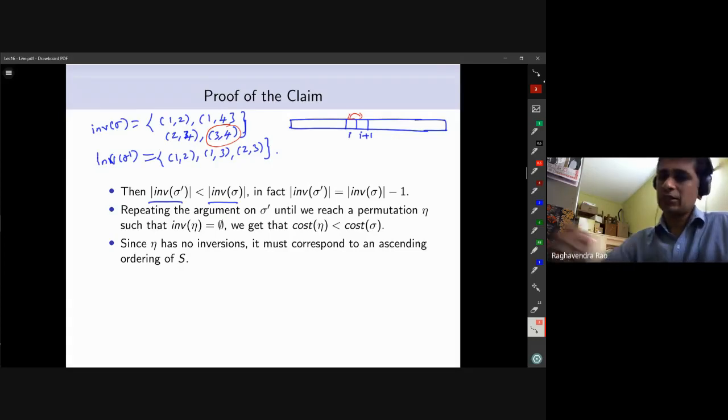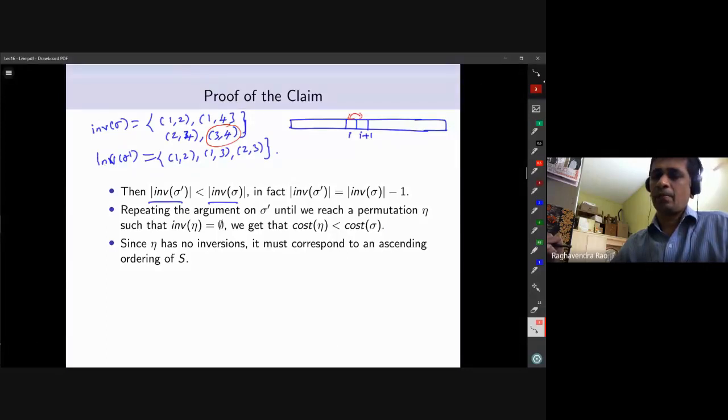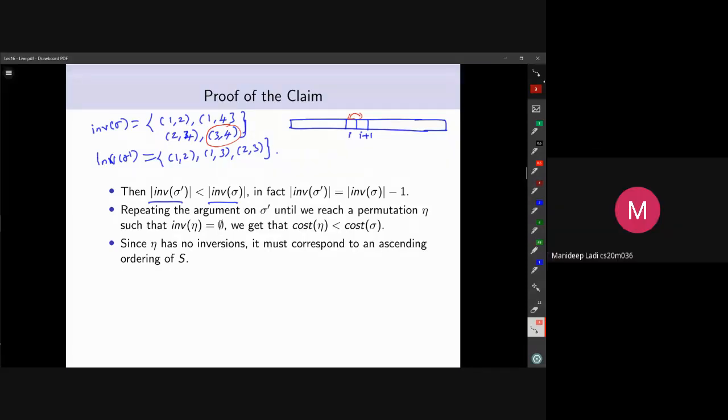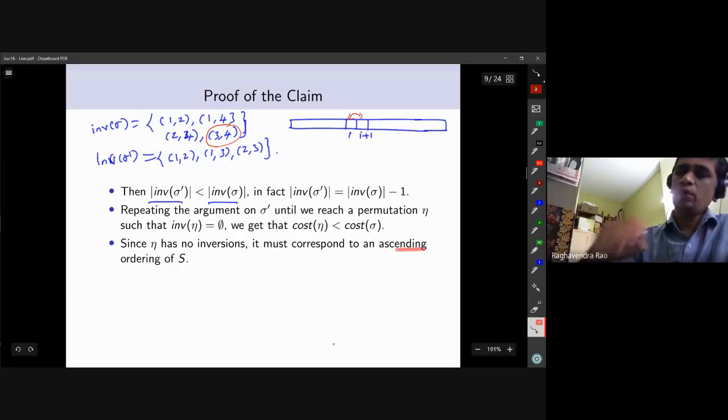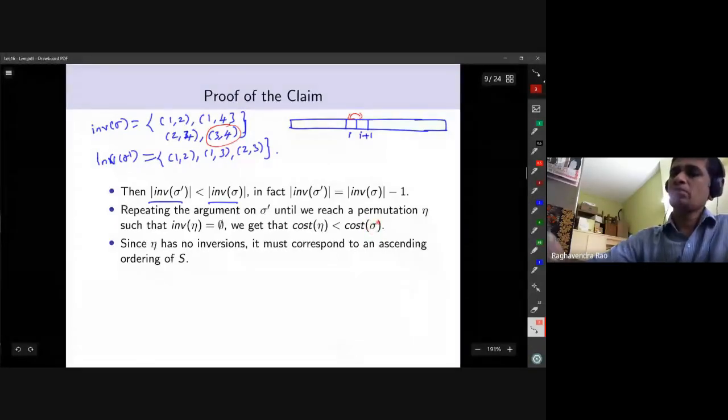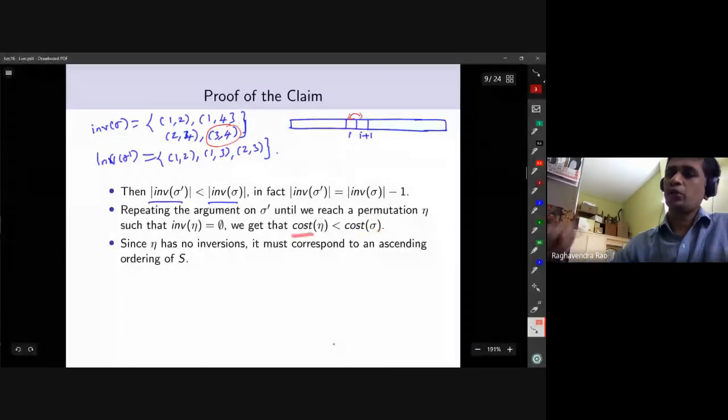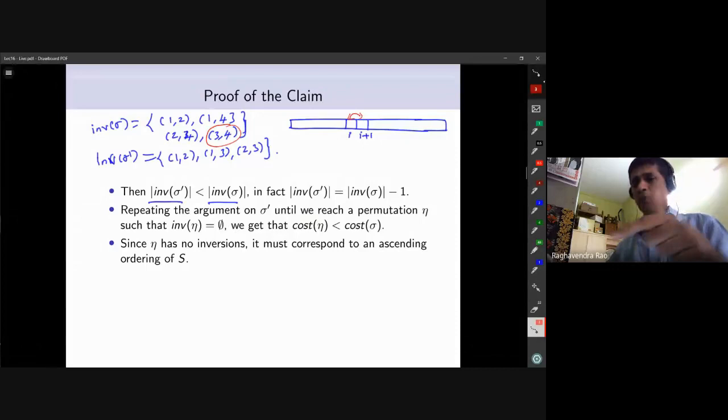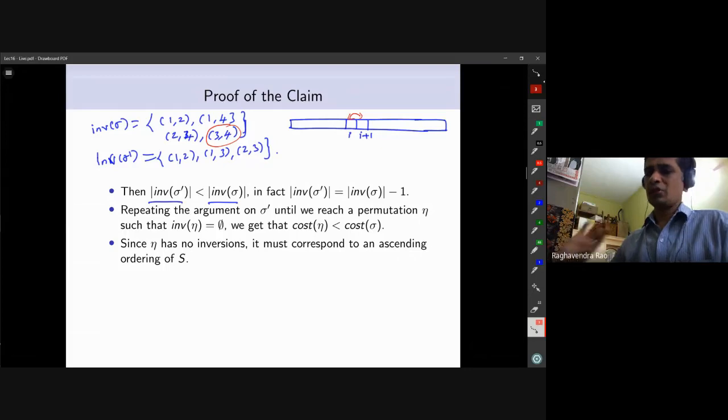Let's call this eta. So cost of eta is at most cost of sigma. But now what is a permutation with no inversions? Sorted array, right? Since it has no inversions, it must correspond to an ascending ordering of S. So what we have proved is that for any permutation, if there is at least one inversion, the cost corresponding to that permutation must be greater than the cost corresponding to the permutation which is the ascending order of the array. Okay, so this is usually the argument.